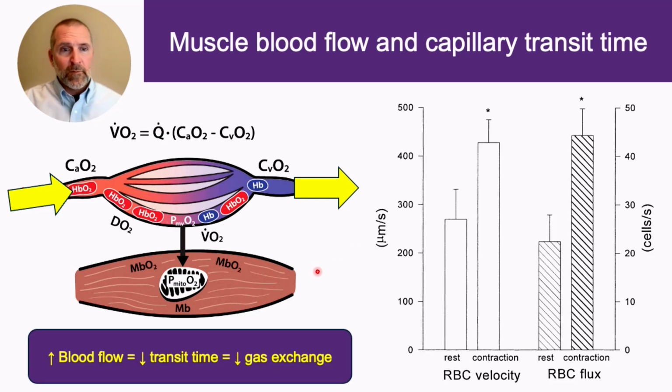Well, if we increase blood flow, the velocity at which the red blood cells travel through the muscle, we are reducing the transit time, which then decreases the amount of time for gas and nutrient exchange, which is a detriment to muscle performance. So one way to alter this is to increase the capillary bed, which will then accommodate the increase in blood flow by not reducing transit time throughout the muscle.